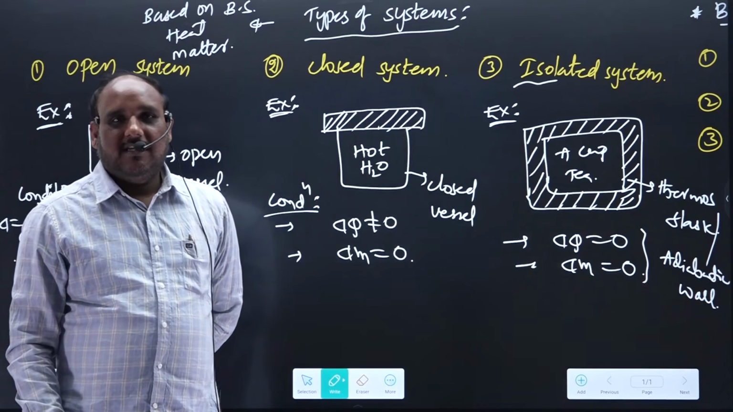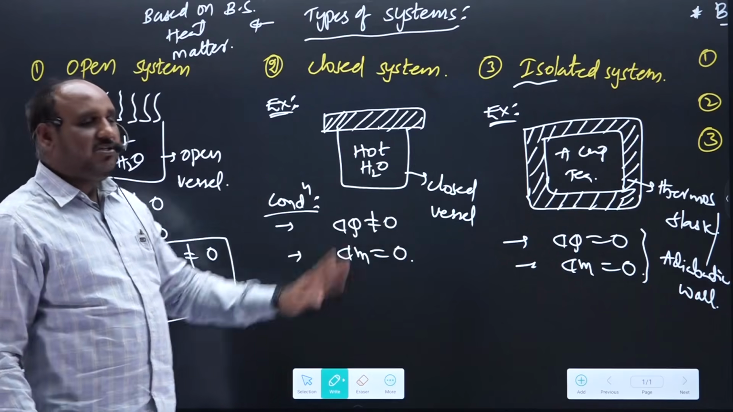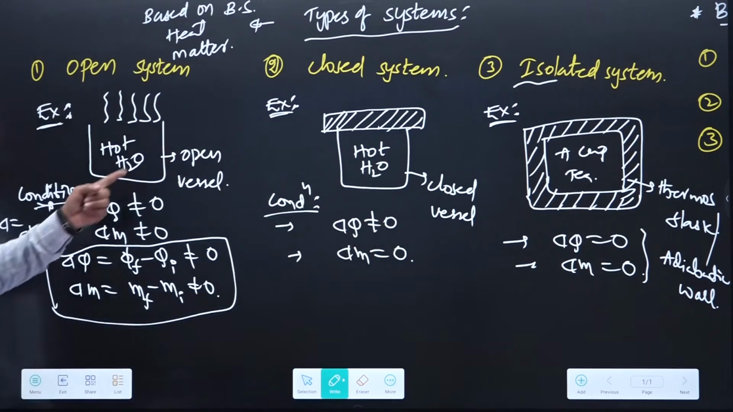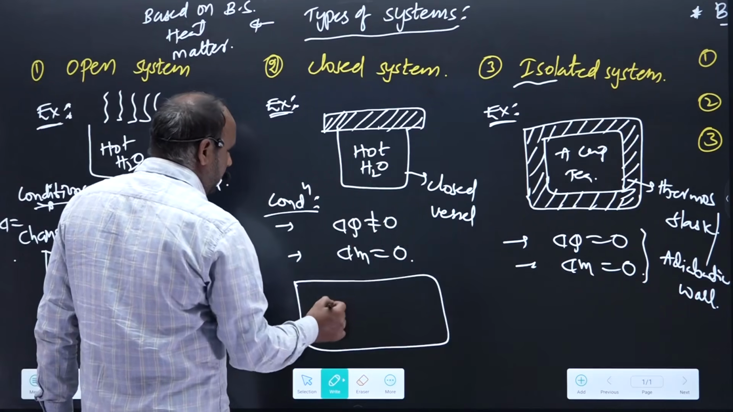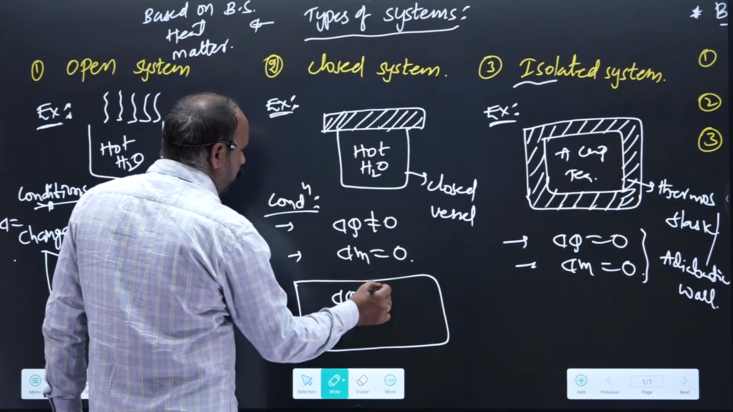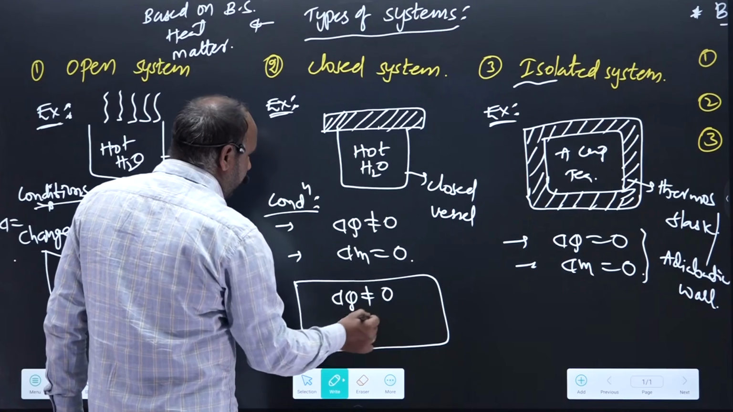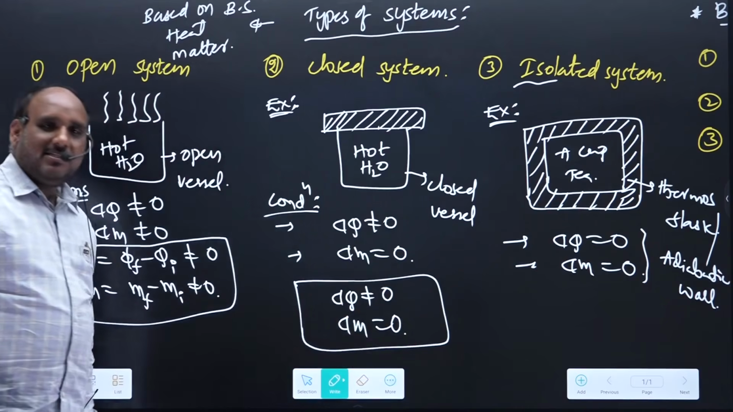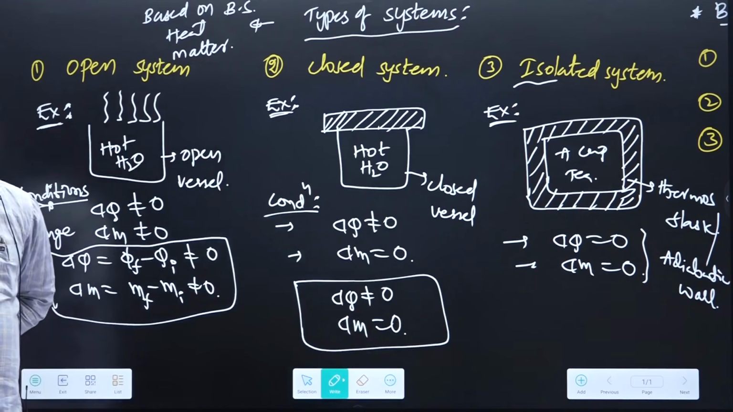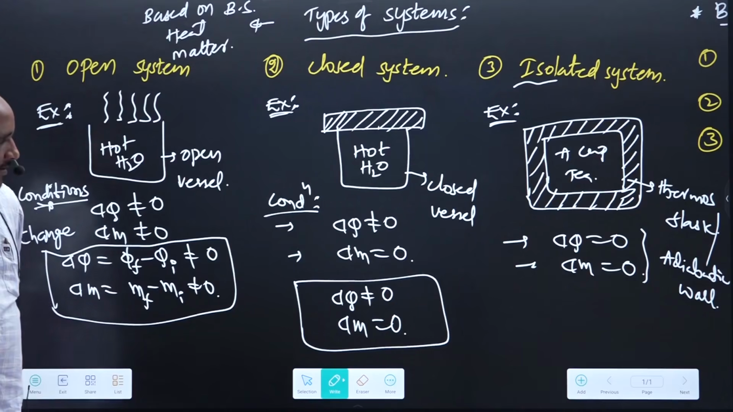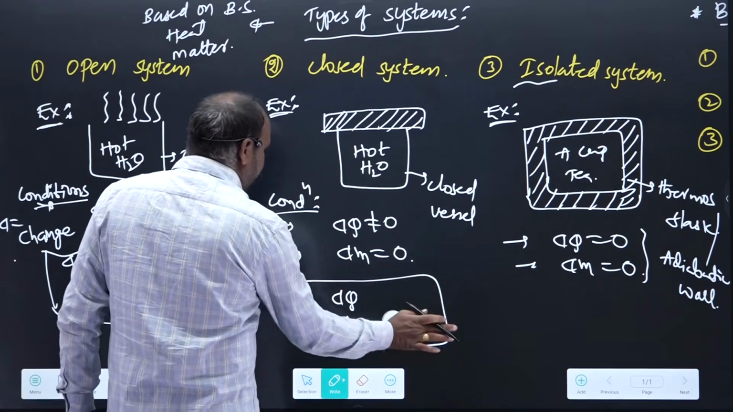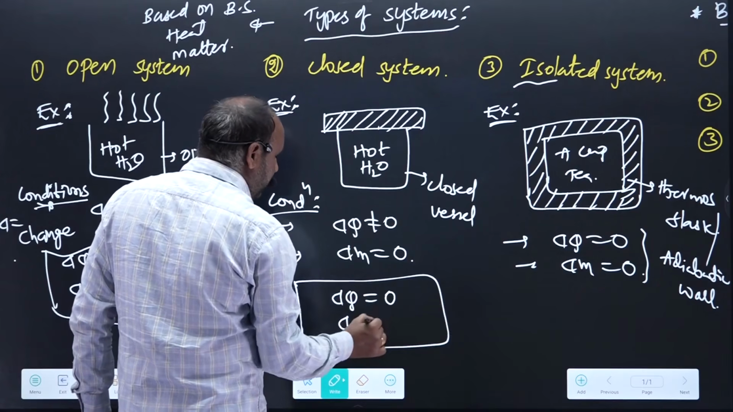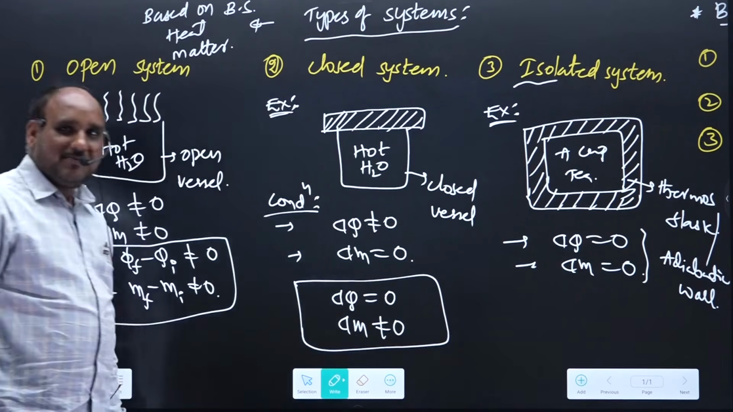Joule-Thomson experiment will be there. At that time, particularly, we have to use this condition of isolated system. So these are the systems, right? So now tell me, delta Q is not equals to 0, delta M is equals 0. Is this system available? This one only, right? Okay. Next, delta Q is equals 0, delta M is not equals 0.